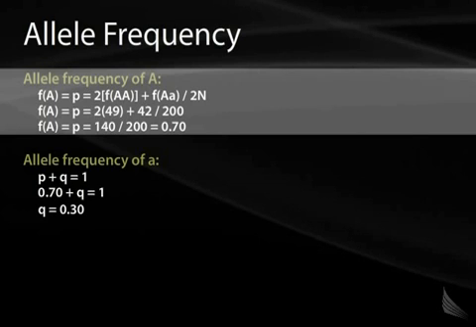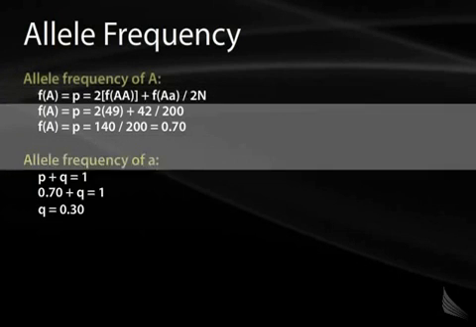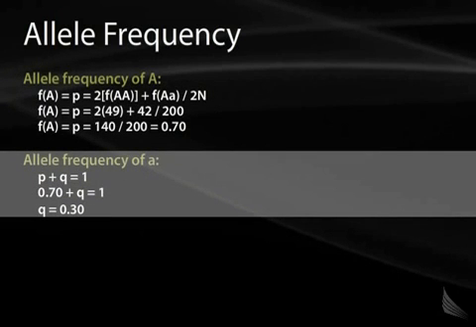Now we could do that same equation for little a, or we can use our shortcut, which is P plus Q equals 1. We know that P plus Q equals 1, and we know that P is 0.7, so then we just use some simple algebra, and we figure out that Q equals 0.3.